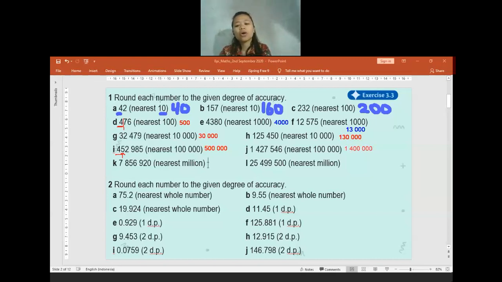We have 7,856,920. We round off to the nearest million. Yes, it will be 8 million. Is there anyone who is confused? No, teacher. Okay.